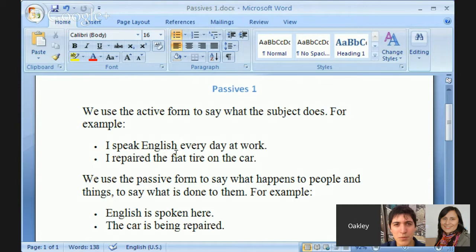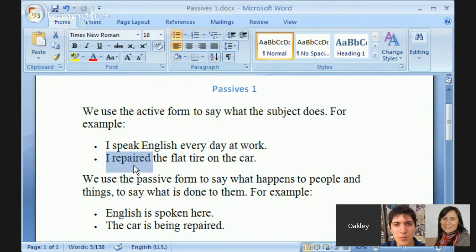And an active sentence says what the subject does, what action the subject performs. I speak. Okay, there's the action. English. There's the object noun. Okay, what does the subject do? Speak. What does he do it to? English, or to, or at, or for, whatever. And then we just have a time phrase here, every day at work. Okay, fine. I repaired the flat tire. Who did it? The subject.